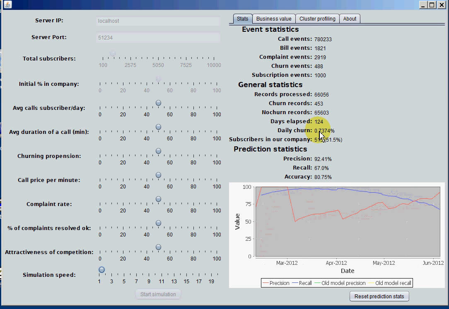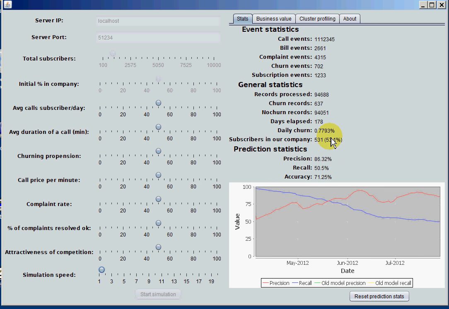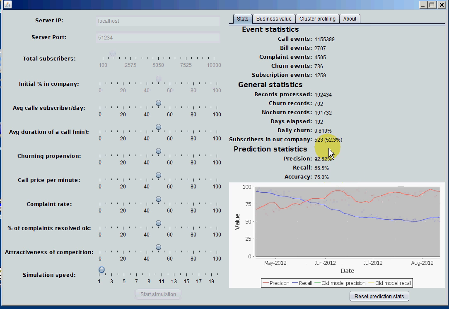Here we see the daily churn rate, that is the percentage of customers that change company every day, which is about 1% right now. Here is the percentage of subscribers currently in our company. We started at 50% and we have not changed the parameters from the neutral initial setting. So there are roughly as many customers churning in one direction as in the other, and our share should fluctuate around 50%.